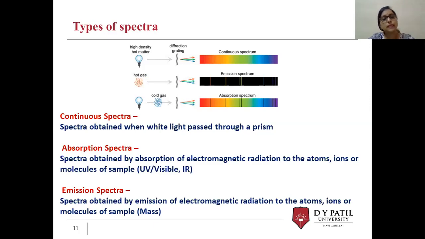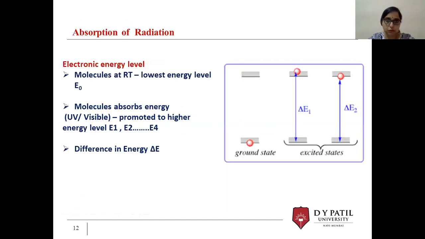To study in detail, continuous spectra are nothing but spectra obtained when white light passes through a prism. Absorption spectra are obtained by absorption of electromagnetic radiation by the atoms, ions, or molecules of a sample, for example UV-visible or infrared radiation. The third category is emission spectra, obtained by emission of electromagnetic radiation from the atoms, ions, or molecules of the sample. An example of this technique is mass spectroscopy.